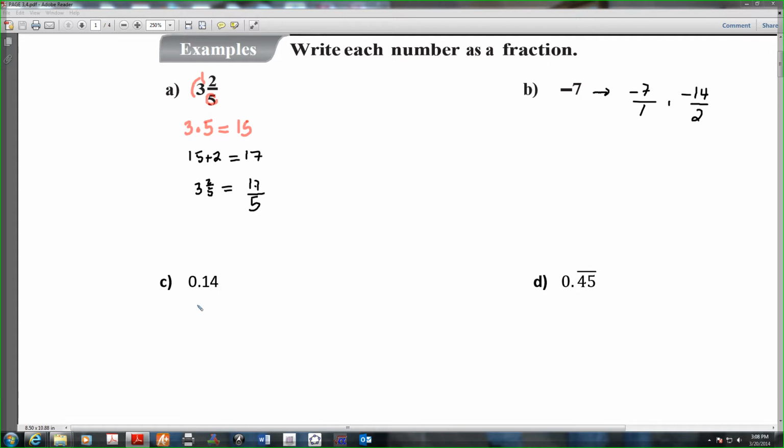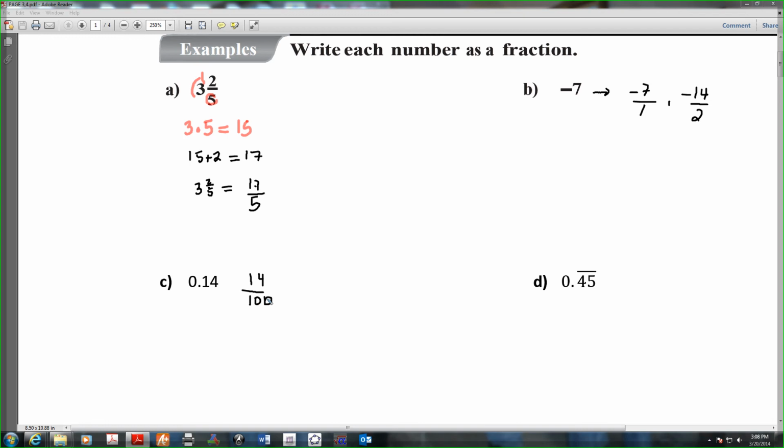Now, when we're doing letter C, you should know that this decimal, if you can name it, as you'll see in the later examples, you can actually write it as a fraction. Now, if you remember from 4th grade and 5th grade, when you saw naming decimals for the first time, this is actually 14 hundredths. Yes? If you wrote it, it's 14 hundredths, which is, as a fraction, nothing more than 14 over 100.